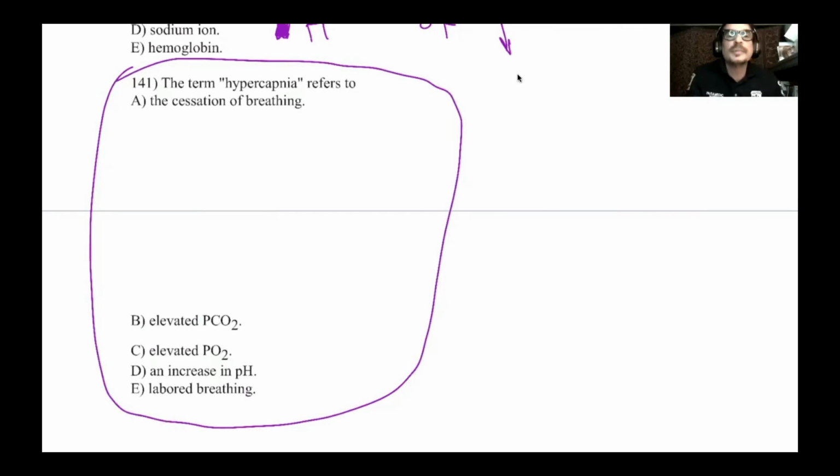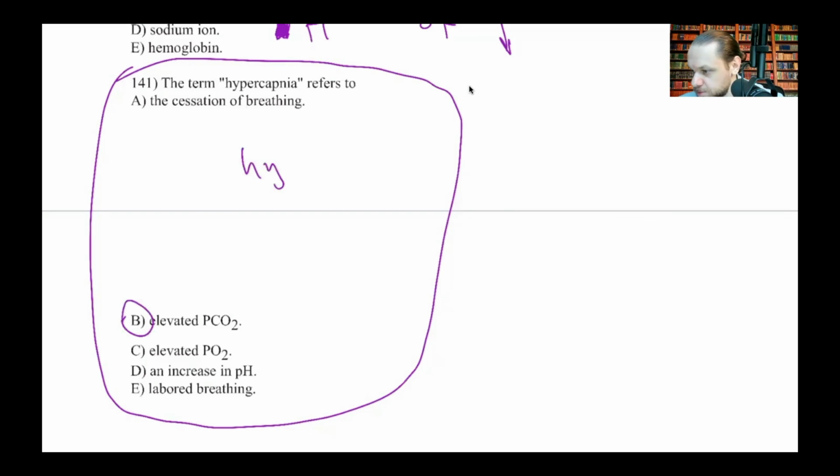Okay, the term hypercapnia refers to B, elevated PCO2. Yeah, that is correct. Hypercapnia is elevated PCO2, so you will hear this term often. Hypocapnia means low PCO2. Hypercapnia means high. Those terms should be kind of familiar if you remember hypotension, hypertension, hypoventilation, hyperventilation.